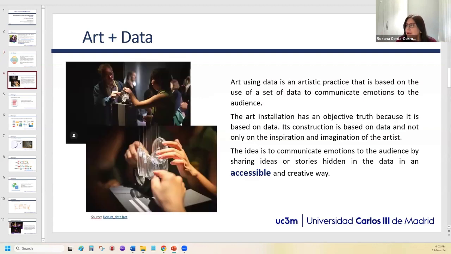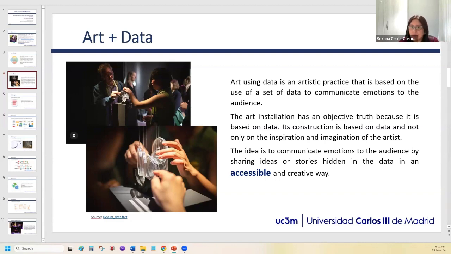So, art using data is an artistic practice that is based on the use of data or sets of data to communicate emotion to the audience. As we can see, two pictures of the Nexum project, where the participant can understand the research in an interactive way, and it's a joint work between artists and researchers. The art installation has an objective truth because it's based on data. Its construction is based on data and not only on the inspiration and imagination of the artist.